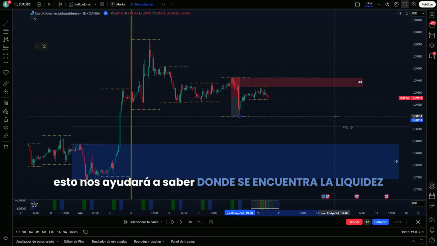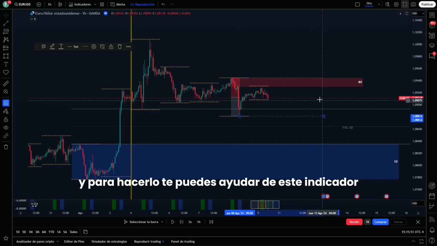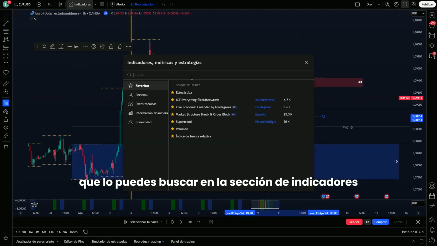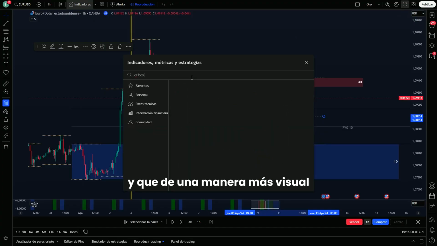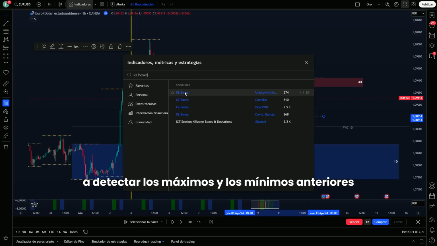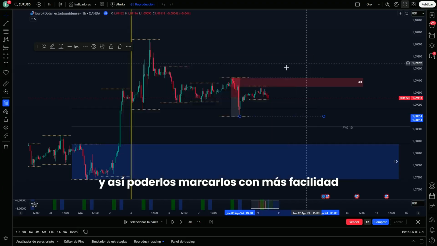To help with this, you can use this indicator called KZ boxes. You can find it in the indicators section. It uses dotted lines to visually help you detect previous highs and lows, making them much easier to mark.